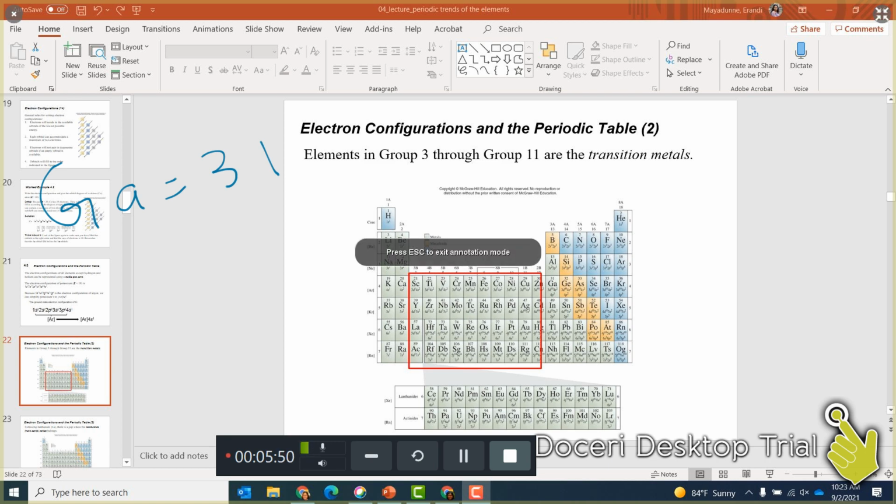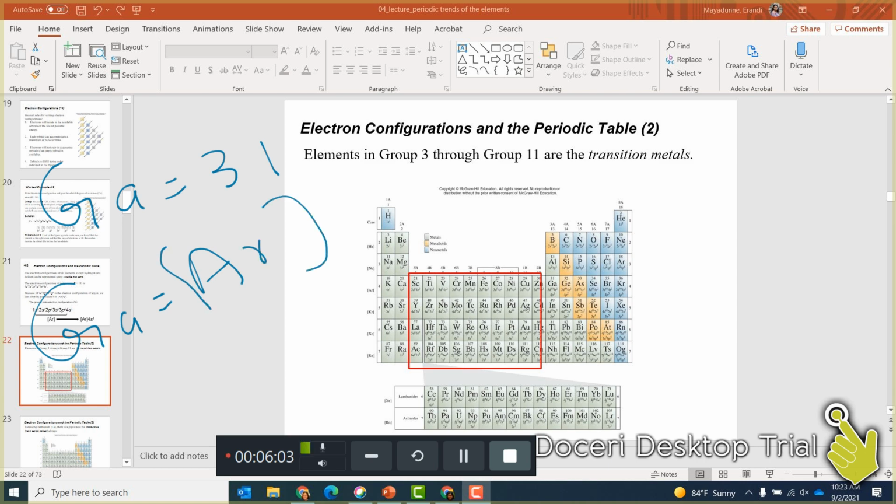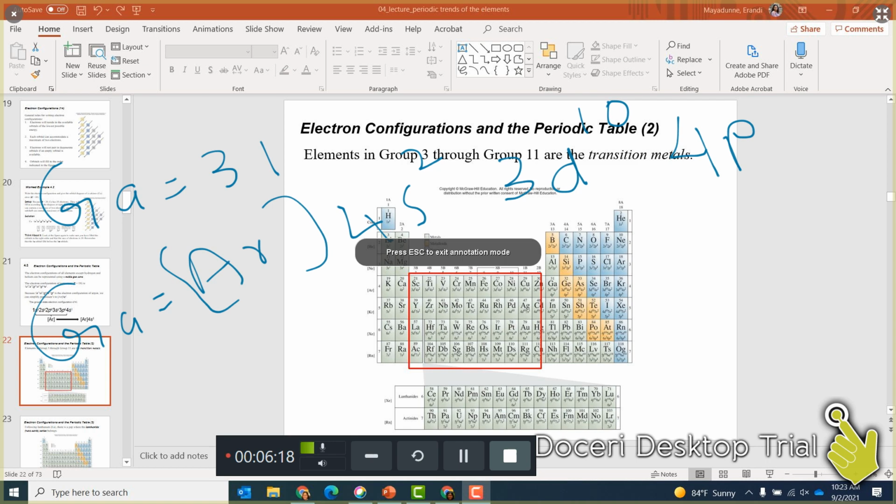I'm looking at the closest previous noble gas, which is argon. Argon is 18. You can write 1s2, 2s2, the whole thing, or else you can write gallium as argon, because it's the closest previous, and then 4s2, 3d10, 4p1.